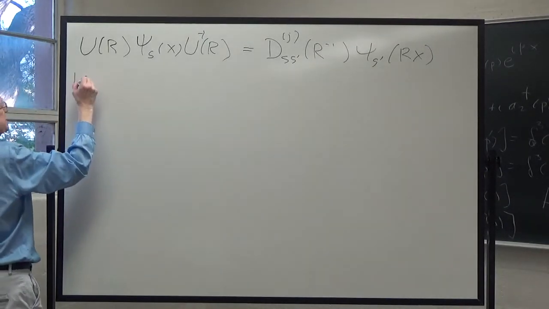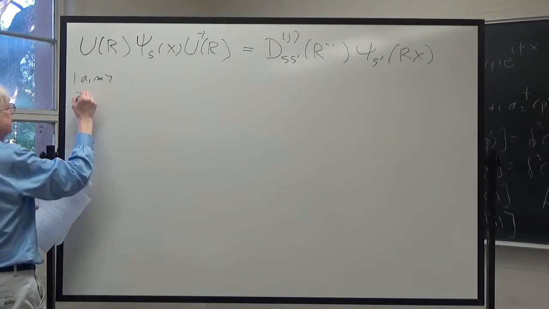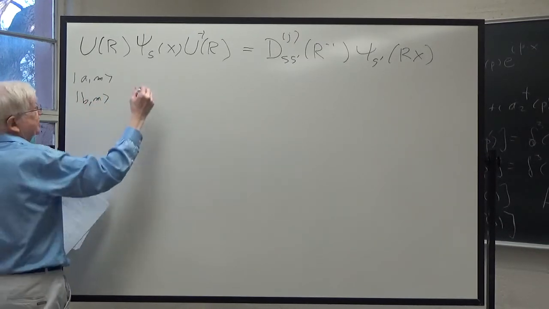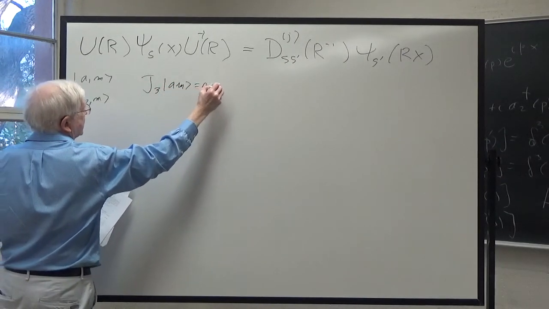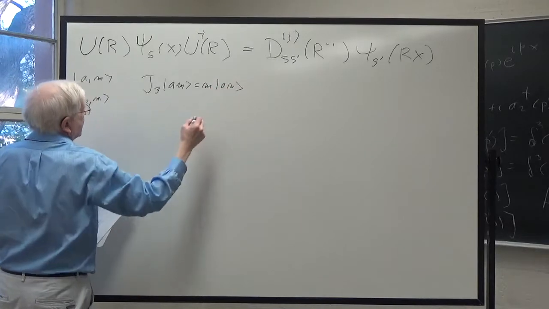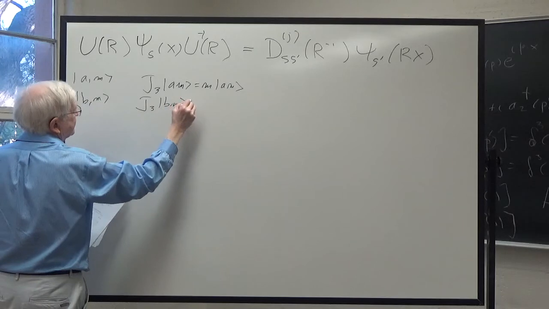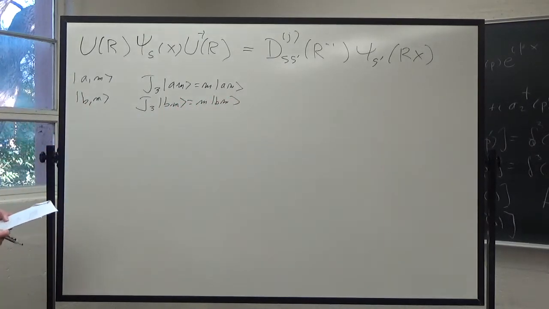And now I want to consider states A, m that are eigenstates and B, m that are eigenstates of J3. And the same thing for B. Is J3 one of the generators of SO3? Right, these are the generators of the rotation group.